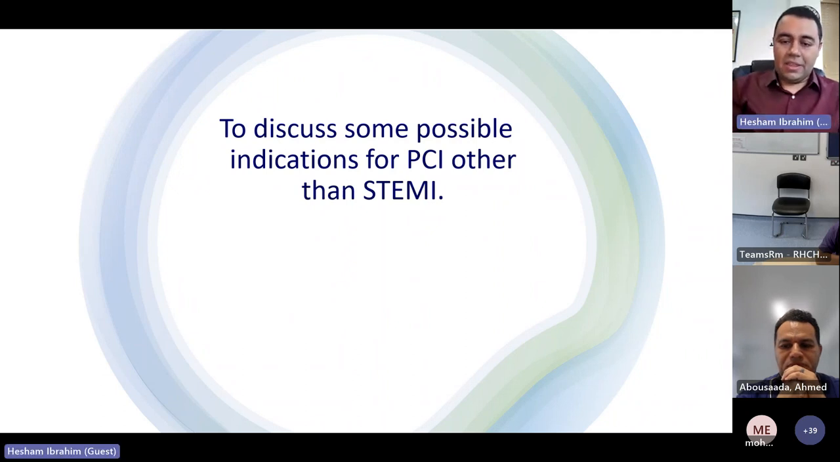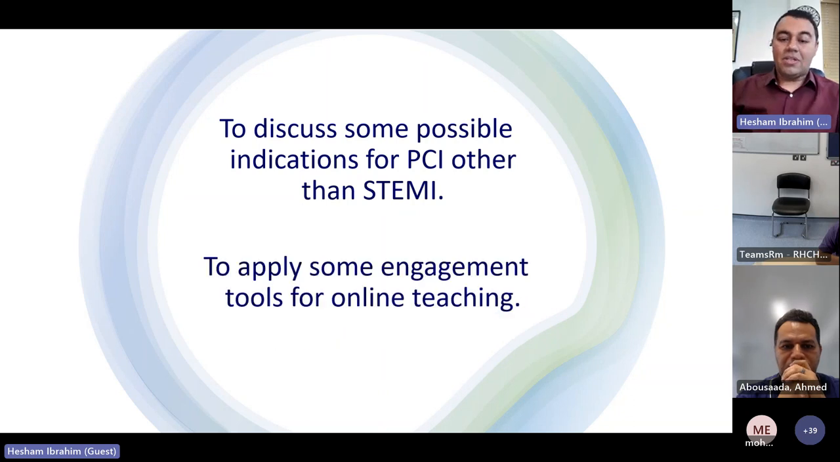But the other thing that I'll try to do in parallel to the scientific part is to apply some of the engagement tools that Nasr talked about. And I'll try to apply some of the teaching skills that I learned from Nasr in his presentation. And I'd like you to try your best to focus on both and to assess me on both.